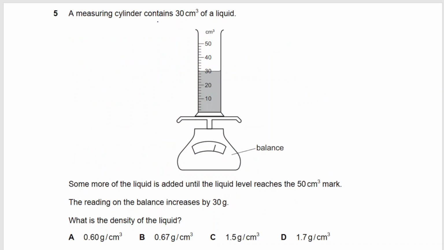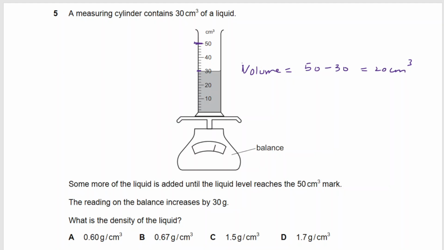Next is a measuring cylinder contains 30 centimeter cube of a liquid. So its initial reading is 30. Some more liquid is added and the level reaches the 50 centimeter cube mark. So can we calculate the volume of the liquid? Yes, the volume is calculated by subtracting the final and the initial reading. So final reading is 50, initial reading is 30. We get 20 centimeter cube as the volume.